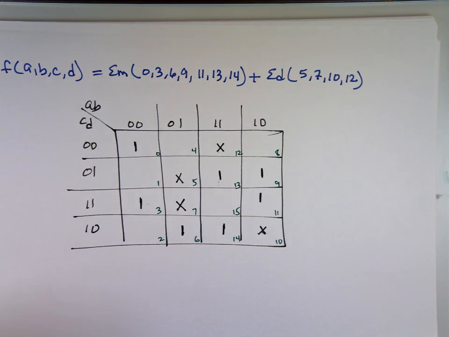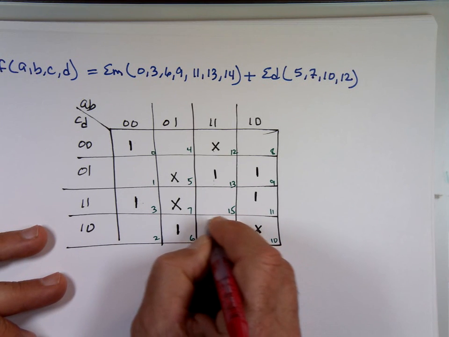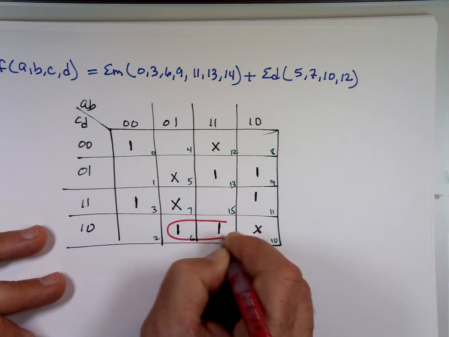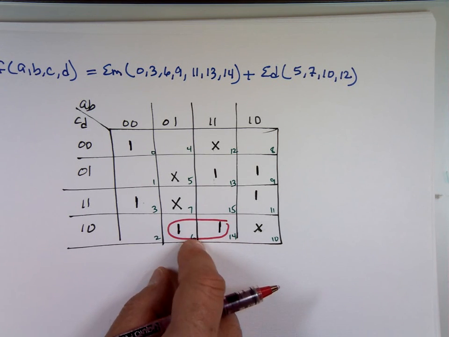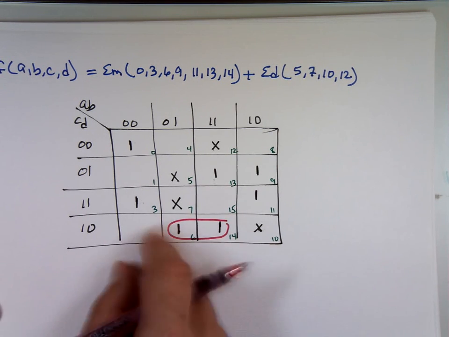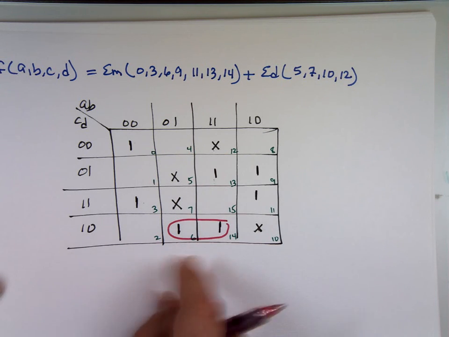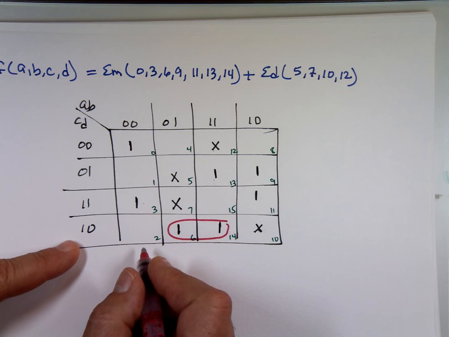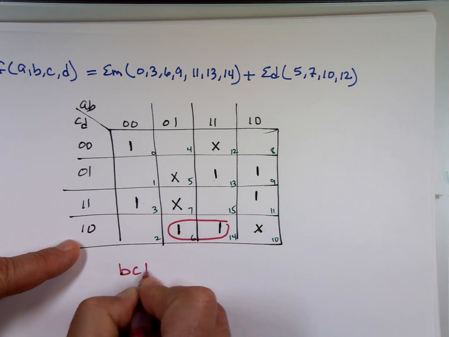And I'm going to read this. The first two I looked at are these two here. It doesn't really help me if I make this one a 1 or not for this group here, or that one a 1 for this group. That doesn't help me. So this will be what? B, C, D bar.